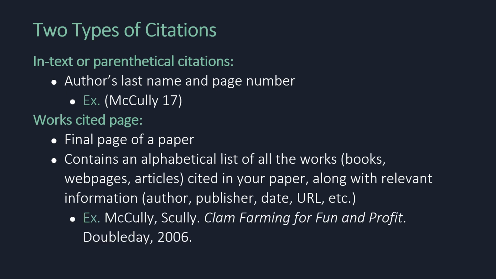The Works Cited page is the final page of your paper and contains an alphabetized list of all of the sources cited in your paper, including books, articles, and web pages. These entries are longer than in-text citations and include information such as the author or authors' names, the name of the publisher, the date of publication, and the web address. Please note that in-text citations and Works Cited entries go hand in hand. Anything you cite in text must also be included on your Works Cited page, and vice versa.